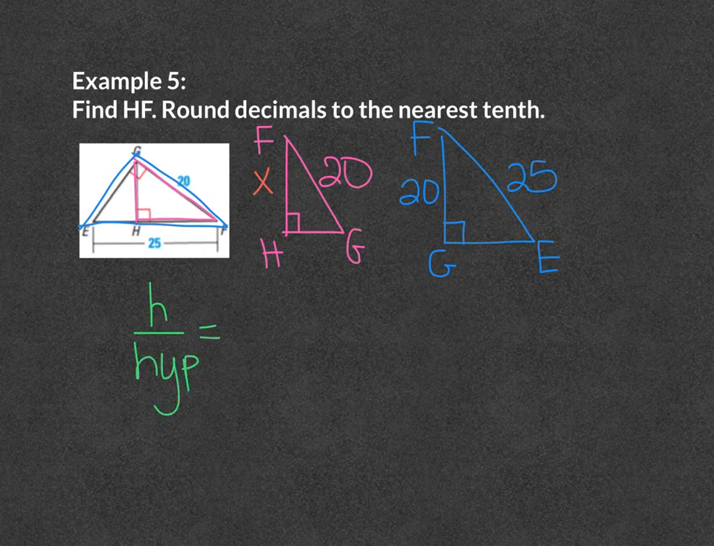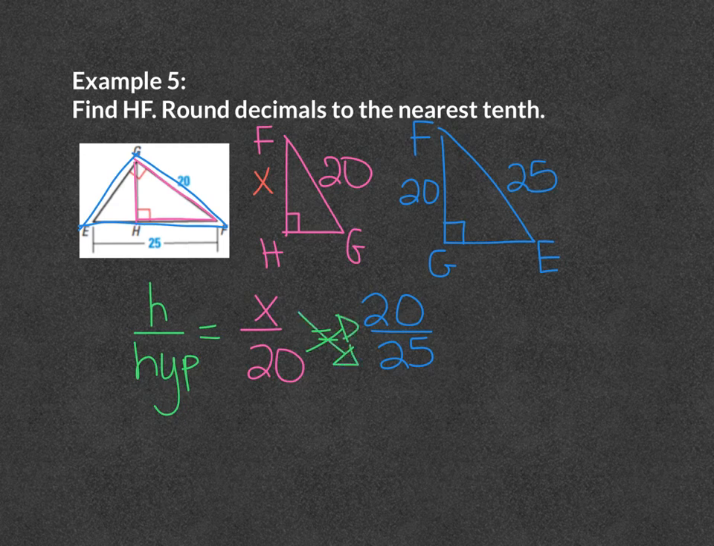I'm going to start with the pink triangle. The height is x. The hypotenuse, which is across from the right angle, is 20. Equal to the blue triangle. My height is 20. My hypotenuse is 25, again across from the right angle. Now I'm going to cross multiply. X times 25 will give me 25x. 20 times 20 will give me 400.